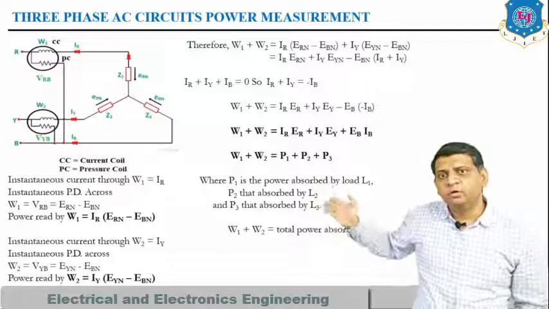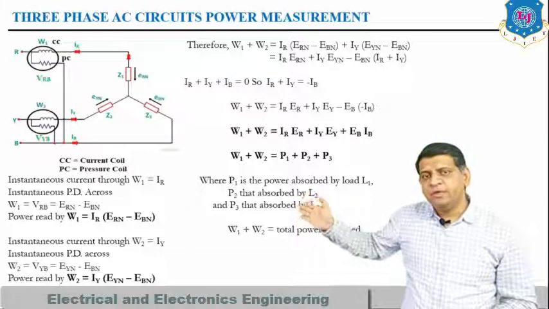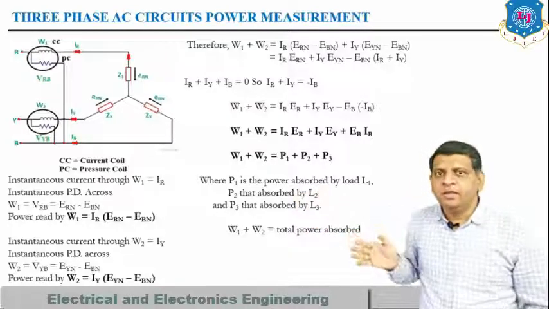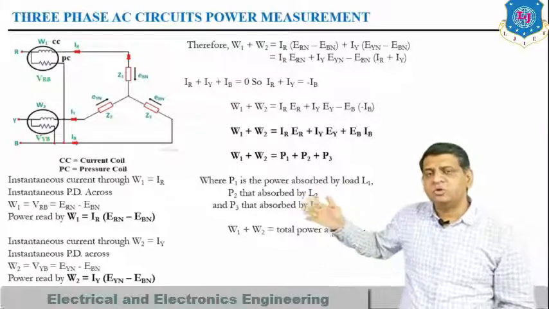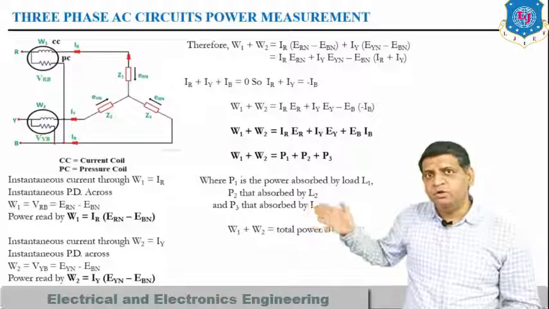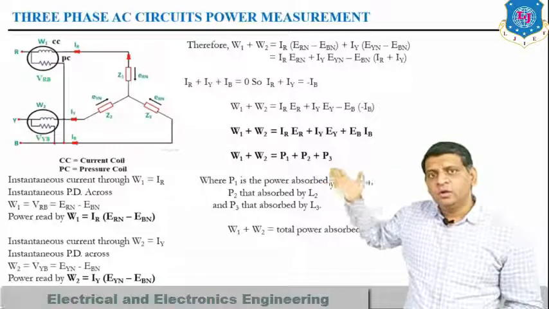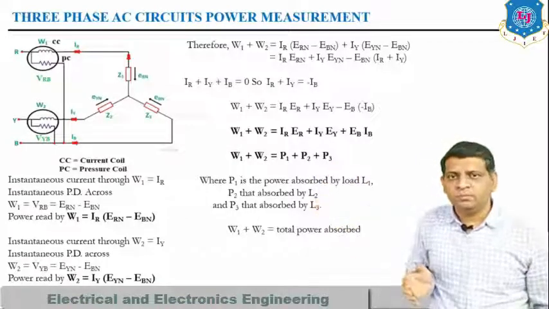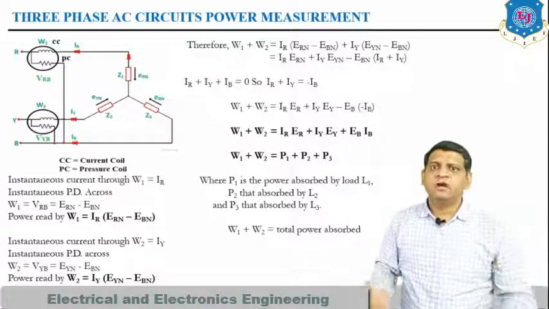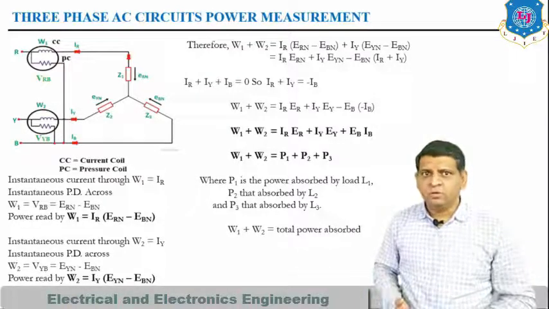You can find W1 plus W2 equals IR into ERN plus IY into EYN minus EBN in bracket minus IB, and that is minus minus plus. So W1 plus W2 equals IR into ERN plus IY into EYN plus IB into EBN. Now see, this is the same equation you already found using the 3 wattmeter method. So using the 2 wattmeter method you find even the total power. That is why we employ the 2 wattmeter method, where there is a saving of 1 wattmeter. So it is a cost saving.